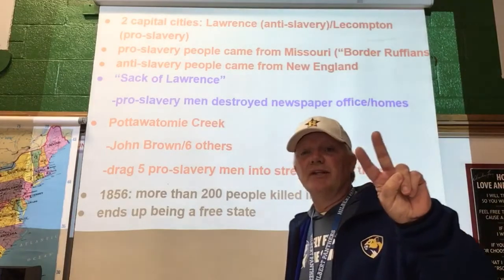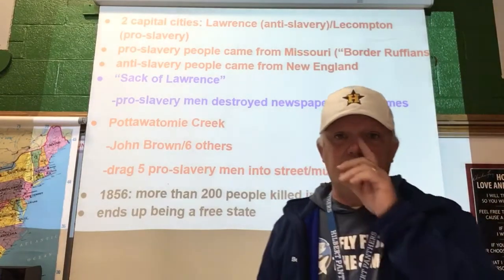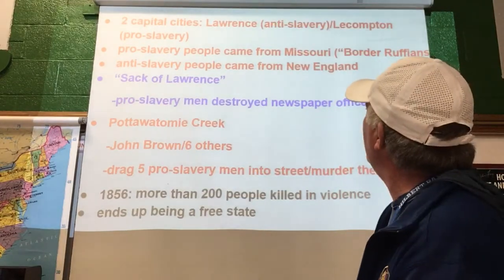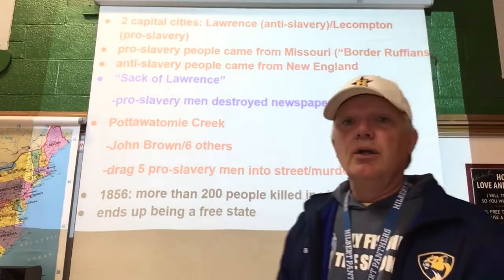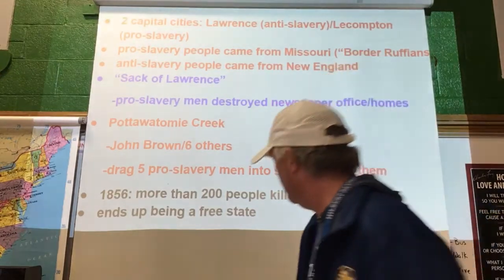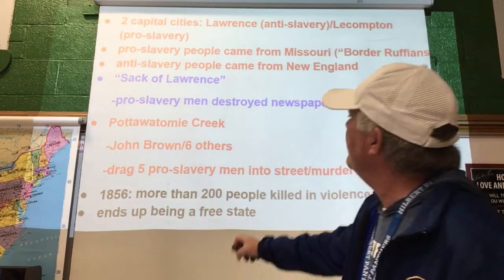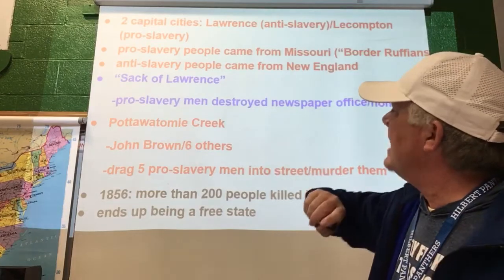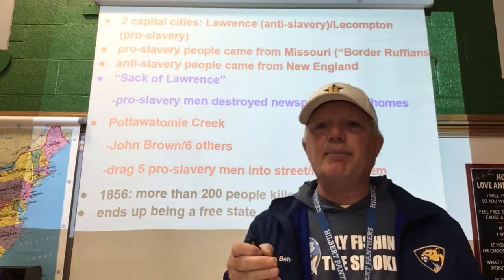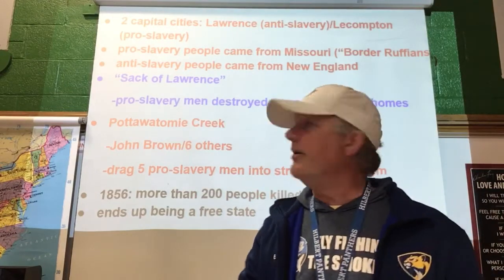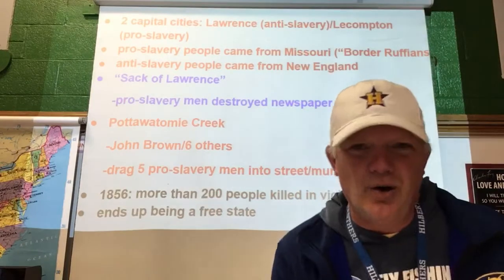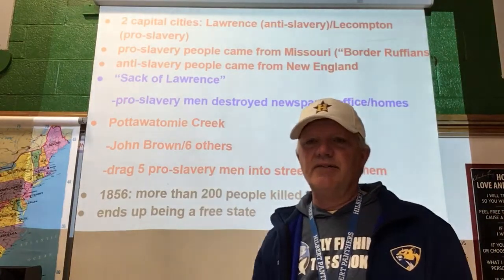Two capitals are going to spring up in Kansas. One is going to be a pro-slavery capital. That's going to be Lecompton. The city of Lawrence will be the anti-slavery capital. And the first event that's going to happen is called the Sack of Lawrence. In Lawrence, the anti-slavery capital, pro-slavery men are going to go. They're going to destroy the newspaper office. They're going to destroy homes. And then they're going to leave.